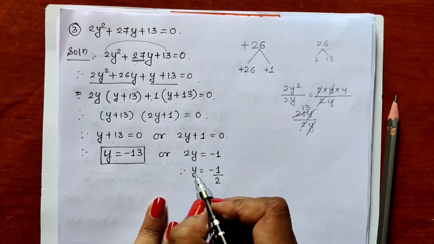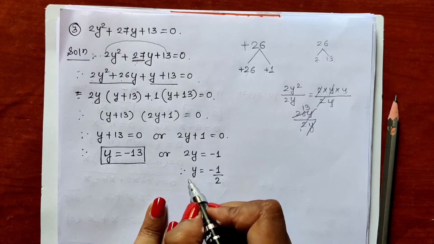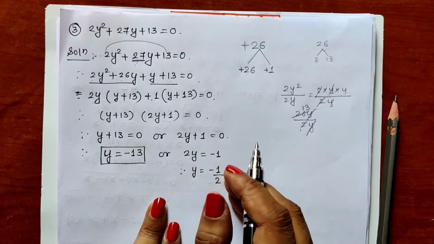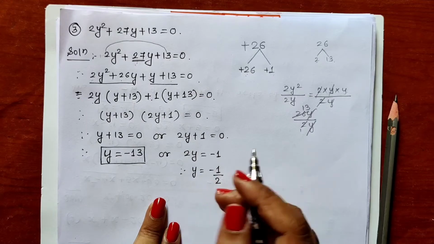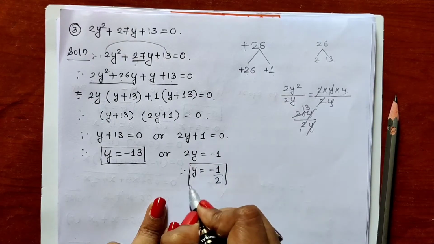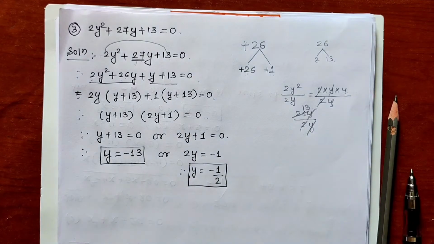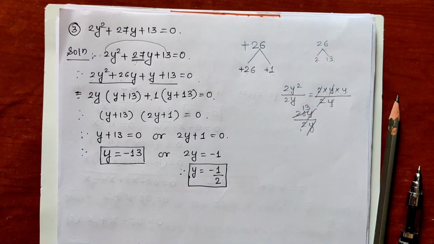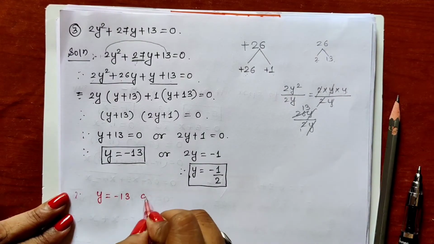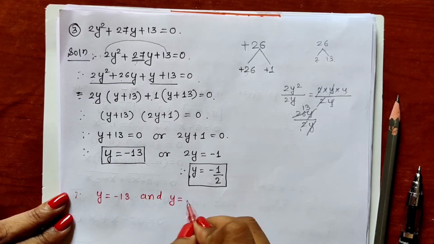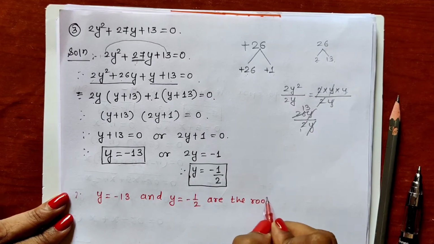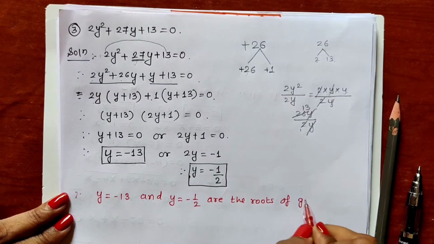So y, always see that only y should remain on the left hand side, and all the constants, all the numbers should be transferred to the right hand side to get the value of the variable. So y is equal to minus 1 upon 2. In this way we have got two values of the variable, and hence it is the answer. These are the roots of the equation. Therefore y is equal to minus 13 and y is equal to minus 1 upon 2 are the roots of the given equation.